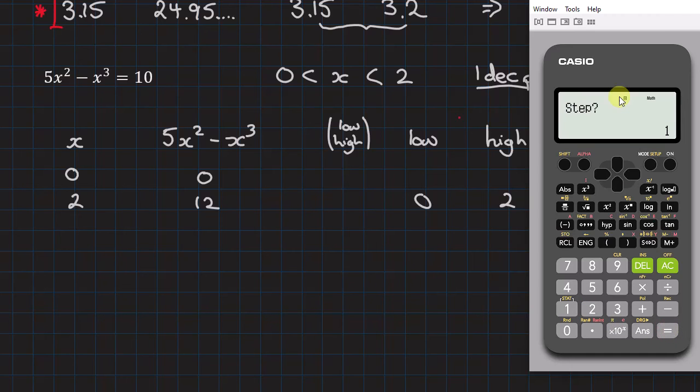And the step is what precision do I want to go up in? So if I leave it at step 1, it's going to try 0, 1, 2. But the beauty with this is, as long as I'm not asking for too many points, I can put 1 decimal place. And now this shows me that 0 is 0, that we got here. I'll scroll right to the bottom.